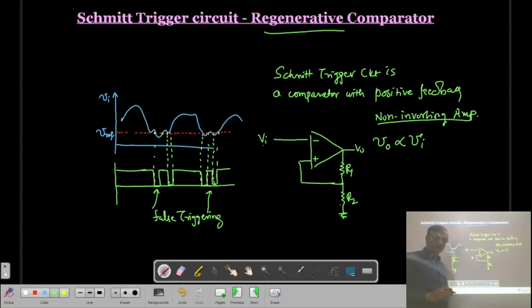Now let us see the working of this circuit. Remember, whatever the non-inverting amplifier was there, in that case we have interchanged the terminals of the operational amplifier, and then it is converted into an inverting Schmitt trigger circuit.